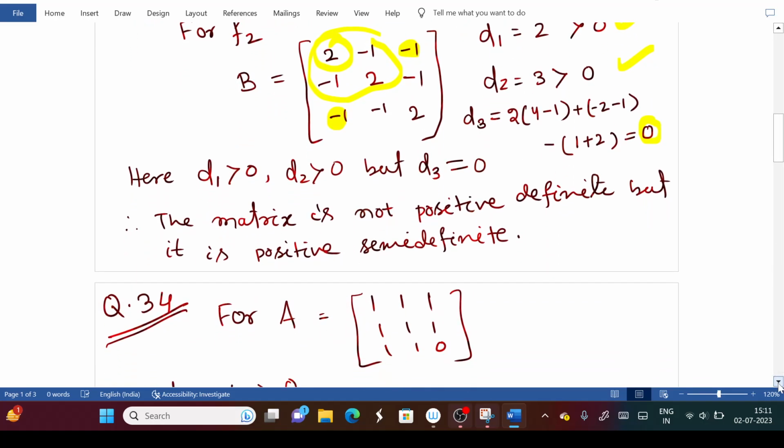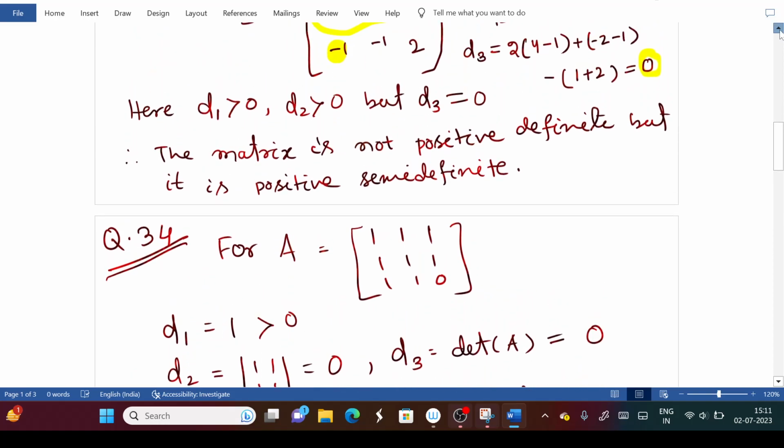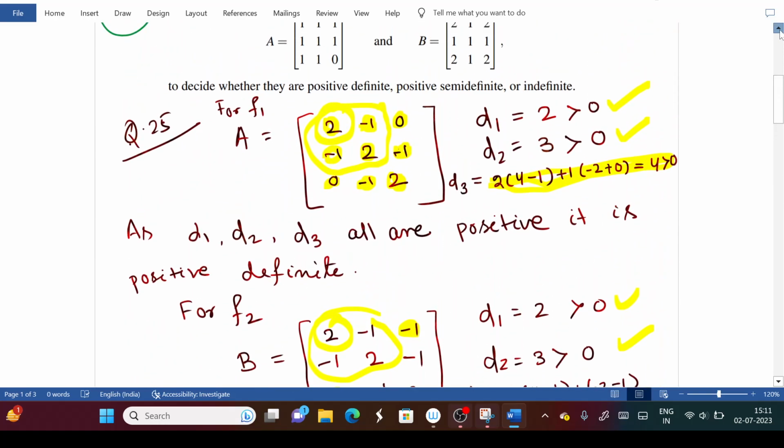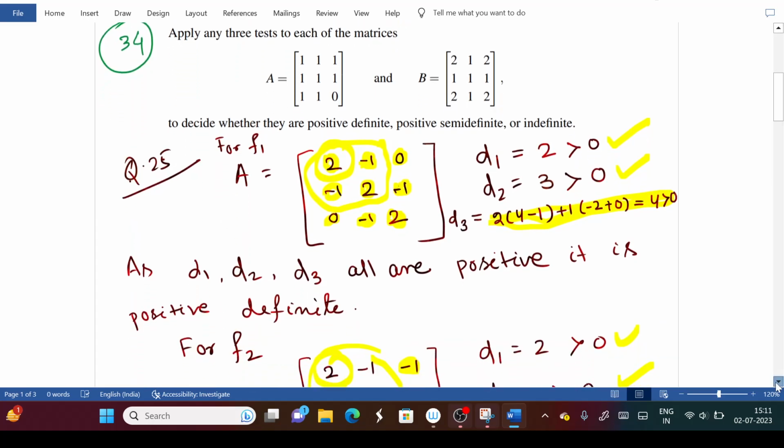Next, question number 34. A is given like this. We have to verify whether it is positive definite, semi-definite or indefinite, what type of matrix it is. Now here, first of all, let us study the question. I hope I have properly told the question, but still let us read it. Apply any three tests to each of the matrices A and B to decide whether they are positive definite or positive semi-definite or indefinite.